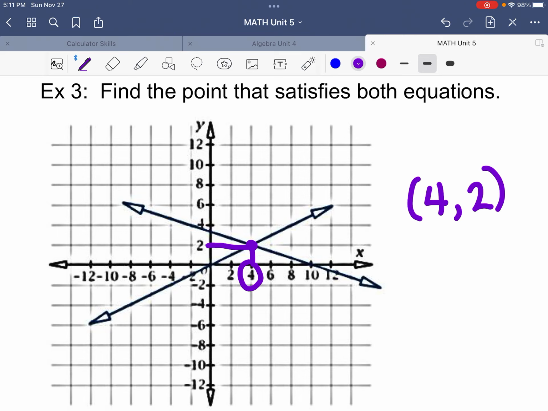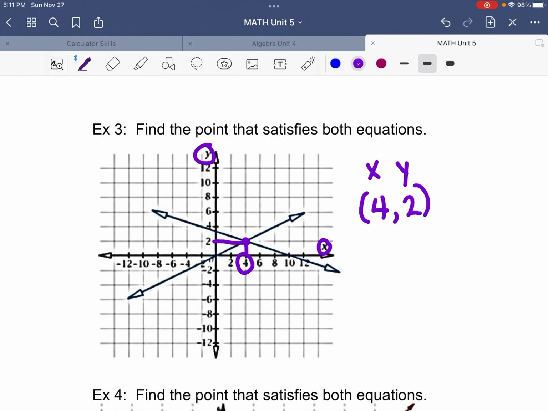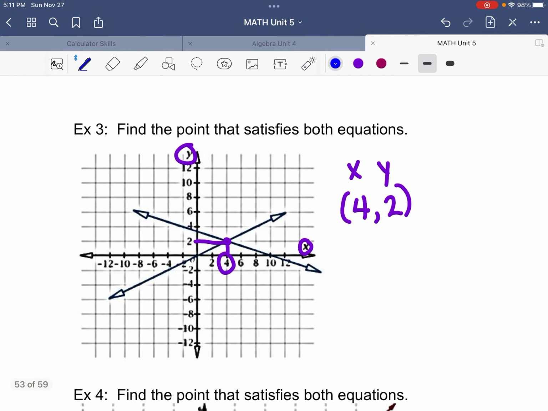So this is the x value because it's on the x-axis. This is the y value because it's on the y-axis. Just that simple. Don't get those numbers confused though. If you wrote that as the point (2, 4), well, that would be up here somewhere. And that's not where those lines intersect.